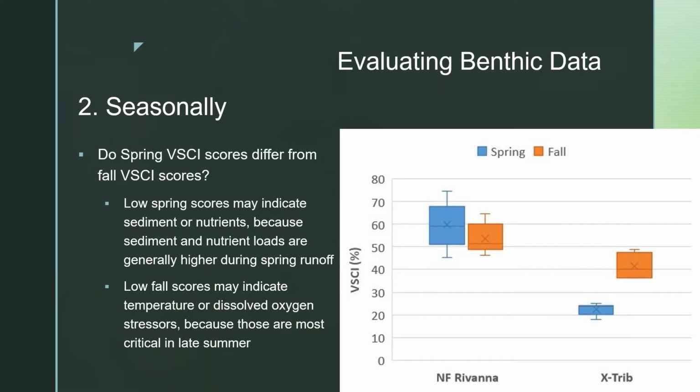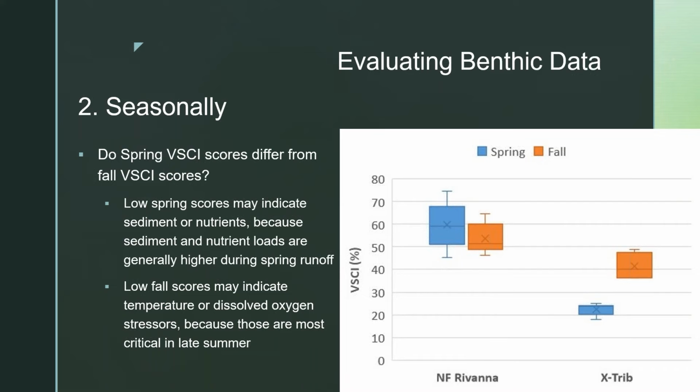Well, things like sediment and nutrients, as I said before, they are often in higher loads and higher concentrations during spring runoff. Okay, so we may expect spring scores to be lower if those are some of the sources of impairment or sources of stress.